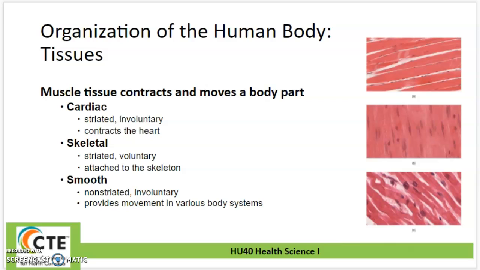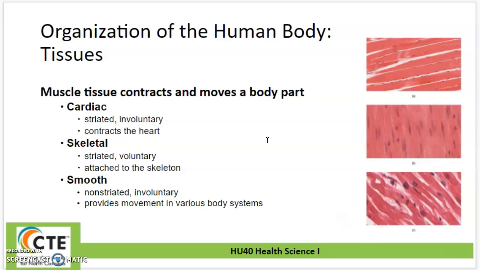So the types of muscle tissue that we're going to talk about in this class are cardiac muscle. So that is your heart muscle. It is a striated muscle group, so it's looking like it has the lines through it. It is involuntary. That means we don't have control over that heart muscle. Our nervous system is actually controlling that, and the heart actually has its own pacemaker inside of it that controls the contraction of that muscle. So we don't have to do anything for it.